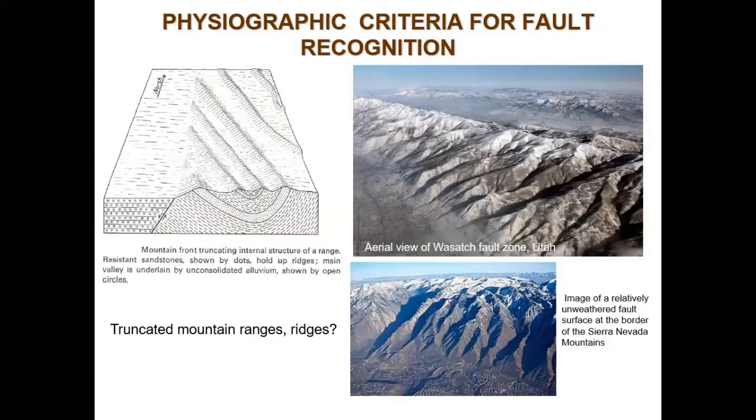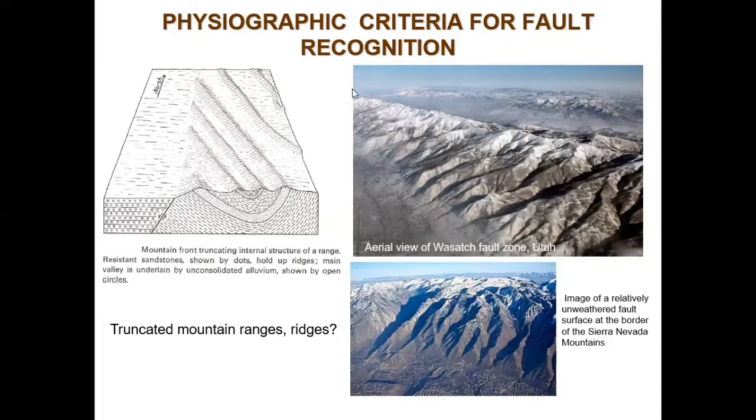There are physiographic criteria for fault recognition. First, let's go over these, because these physiographic criteria can work for regional scale faults or outcrop scale faults. On a larger scale, we use this type of evidence to determine whether there is faulting or not.